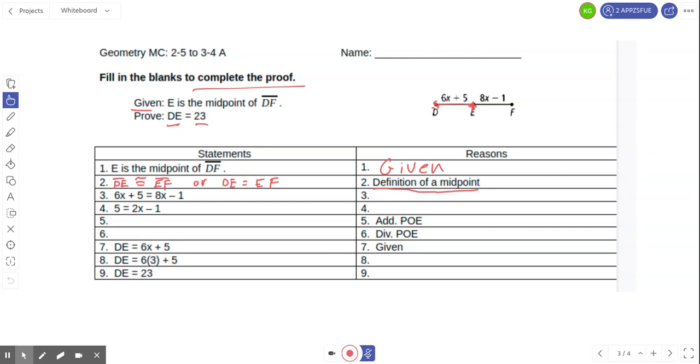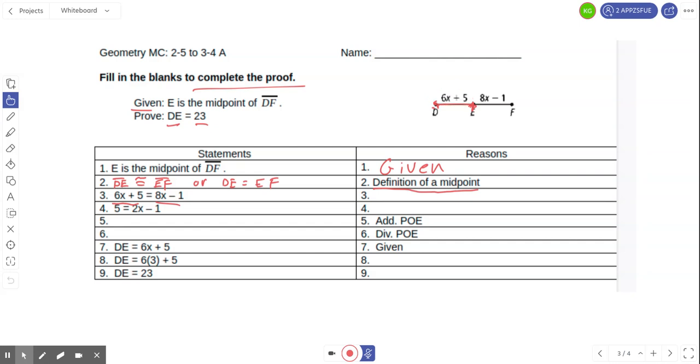And next, now that we know that, we can say that 6x is equal to 8x minus 1. Or sorry, 6x plus 5 is equal to 8x minus 1. And all we did there is we took this algebraic value of DE and we substituted it into our equation that we had in step 2. And the same for the algebraic value of EF.